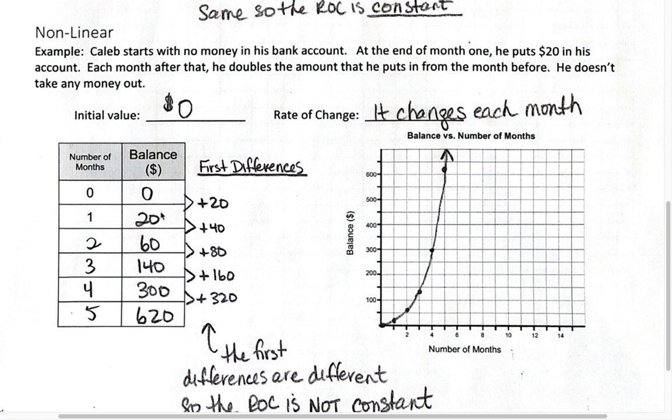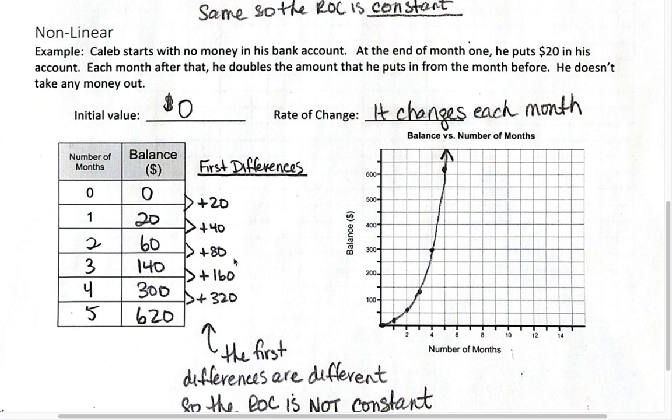So I go from 0 to 20. And then for my second month, I'm going to double the amount that he put in the month before. So if he put in 20 the month before, he's going to put in 40 this time. So I'm going to do 40 plus 20, which gives me 60 for my new balance. And again, I know that's going to double, so it's going to double to 80. 60 plus 80 is 140. Again, it's going to double to 160. 140 plus 160 is 300. And then 160 doubles to give me 320. 320 plus 300 is 620.